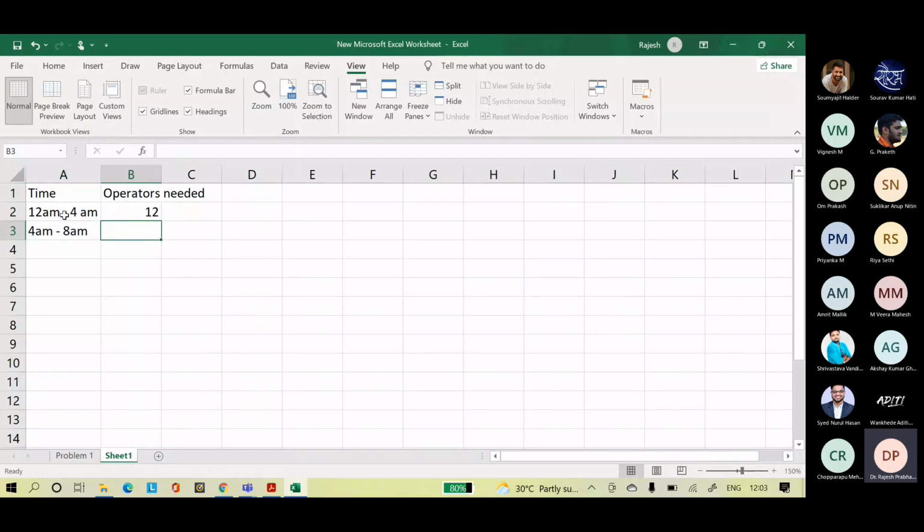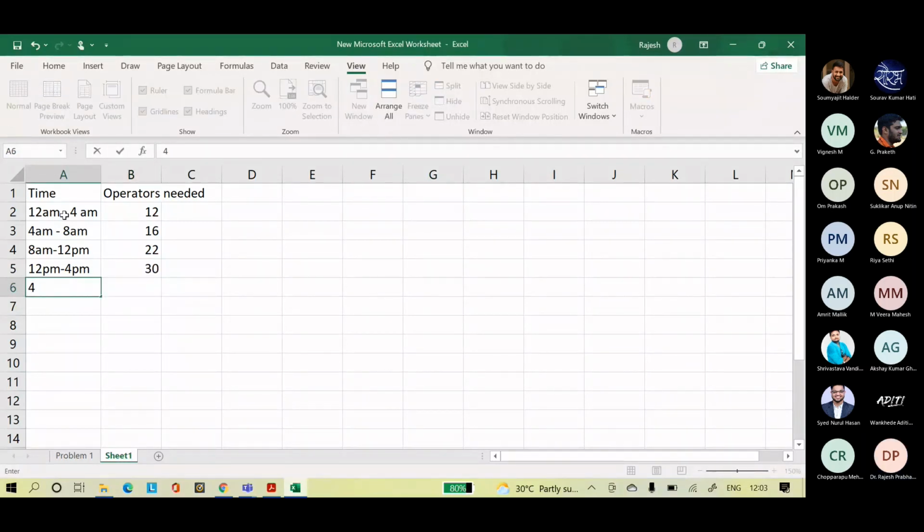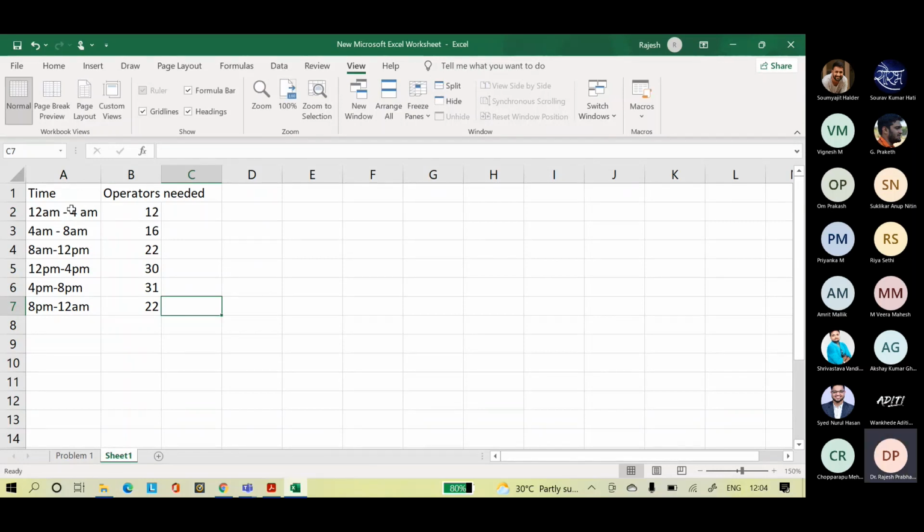We need 16 operators. Then 8 a.m. to 12 p.m. we need 22 operators. 12 p.m. to 4 p.m. we need 30 operators. 4 p.m. to 8 p.m. we need 31 operators, and 8 p.m. to 12 a.m. we need 22 operators. So we need this many operators.